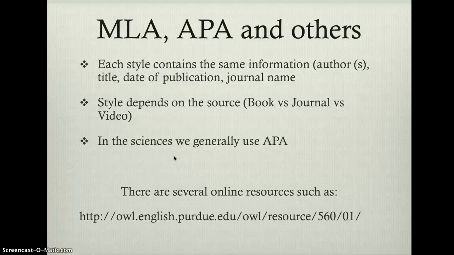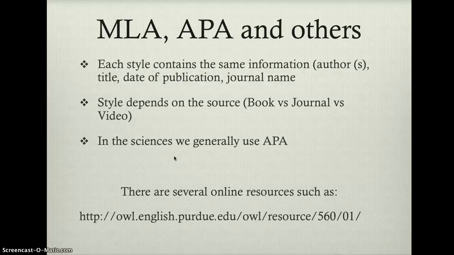Citations come in many different styles, so you can cite in MLA, APA, there are other styles, the Chicago Manual style is one of them. The main ones we're going to be concerned with are MLA and APA because they are what APUS uses. So each style contains the same information. It's authors, titles, date of publication, journal name. The main difference is that they're in different orders.